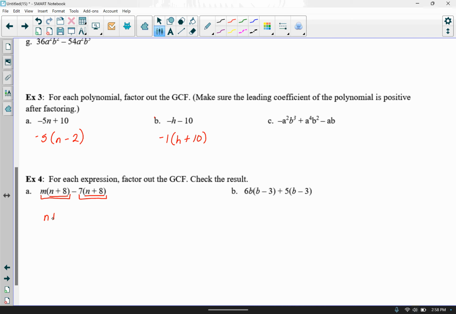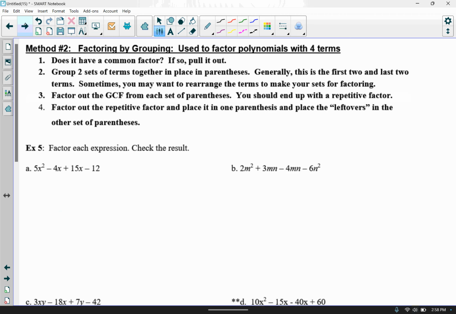So I'm going to factor out that n plus 8, and then I'm going to write what I have left over. So out of the first term, I have m left over, and out of the second term, I have that -7 left over. And that's my final answer. Okay. So terms are separated by addition and subtraction signs. So here's a term, and there's a term. Now, within each of those terms, they both had an n plus 8 in common, so I factored that out, and then I wrote what I had left over, m minus 7. Okay, I'll let you pause the video and finish up this page, and let's flip it over then to the last page.